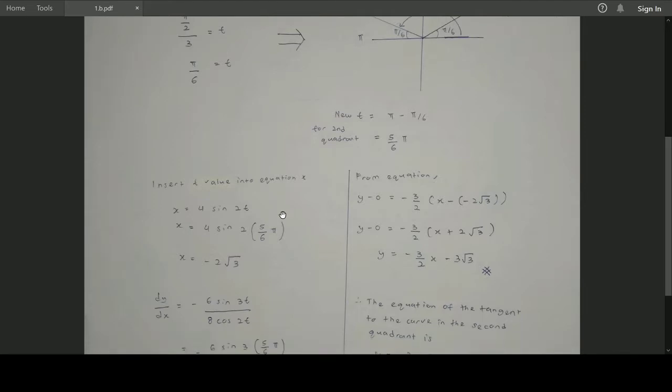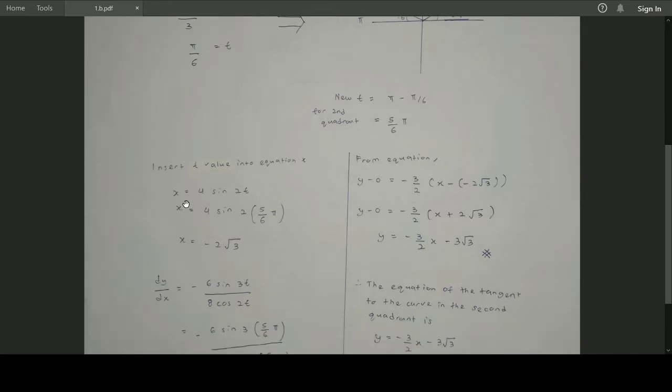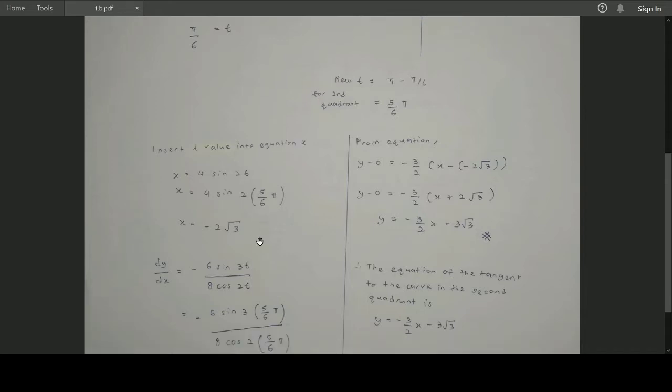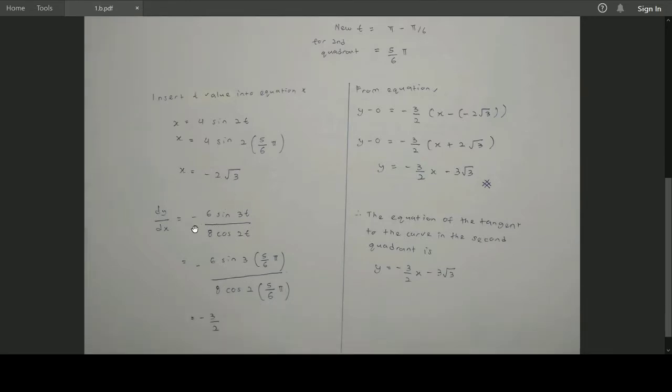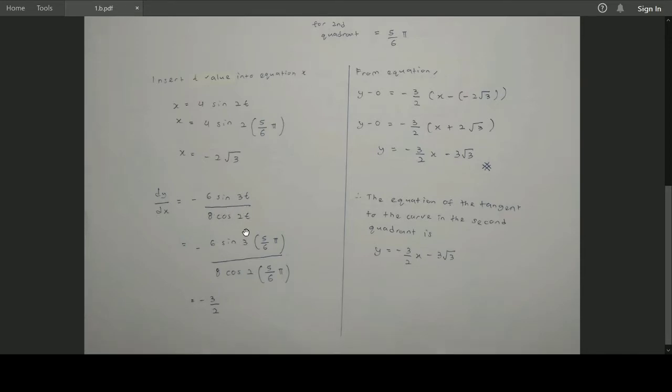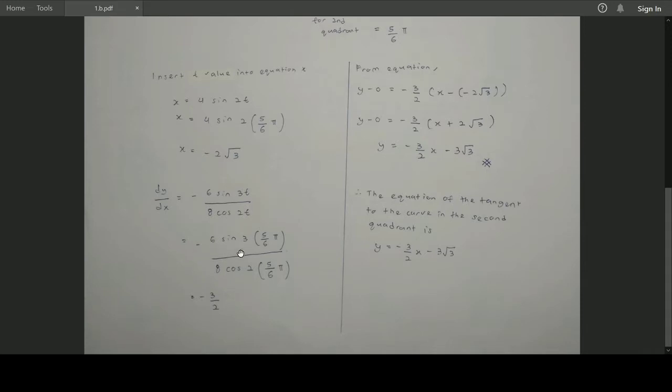Then we insert the t value into the equation of x, which is x equals 4 sine 2t. So we get 4 sine 2 times 5 over 6 times pi, and using calculator we get negative 2√3. Back to the equation of dy over dx equals negative 6 sine 3t over 4 cos 2t. In this question, we also insert the t value: negative 6 sine 3 times 5 over 6 times pi over 4 cos 2 times 5 over 6 times pi. Then we solve it using calculator, we get negative 3 over 2.